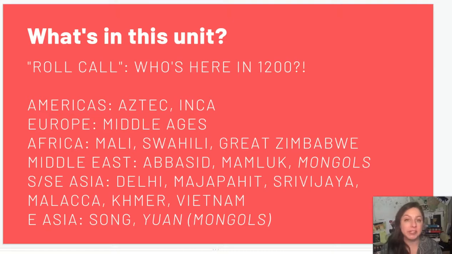The way I basically explain this unit to my kids is I call it roll call. I'm like, okay, basically we're like Bill and Ted, we're dropped into the year 1200 and we're like, roll call, who's here? What's going on? There's not really any narrative. We're just sort of jumping around to see what's going on in China, what's going on in the Middle East, what's going on in South and Southeast Asia, and so on and so forth.